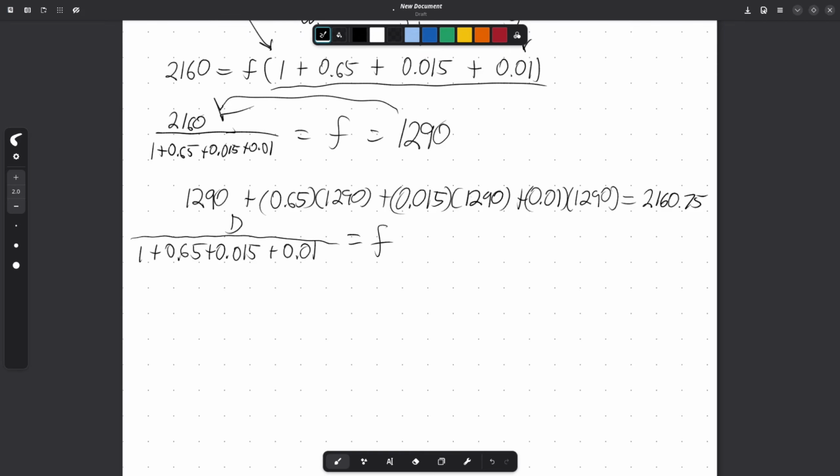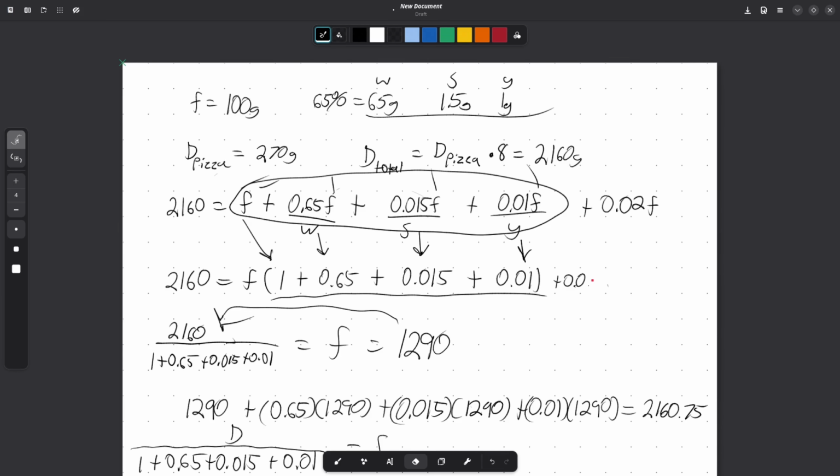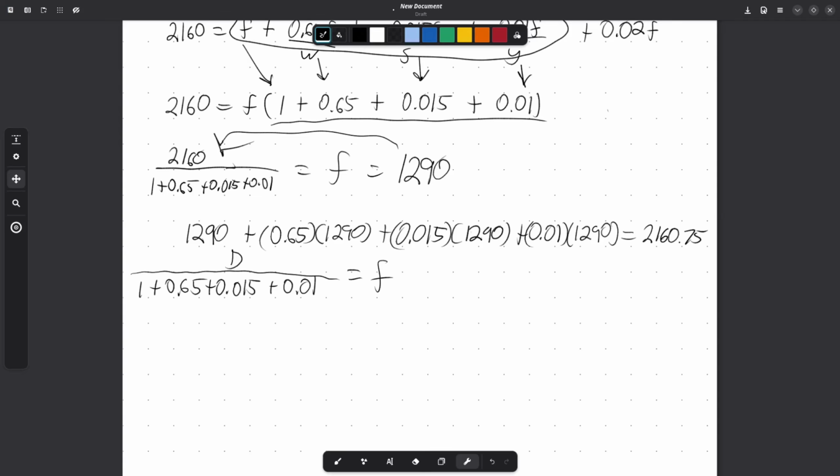If you have any other ingredients, you would simply add their ratios to this original formula. So let's say we add 2% of a spice of some sort. That would be 0.02 F, and then you just factor it out. When you factor it out, it would have plus 0.02 and a closing parenthesis. You simply do that, then you divide, you get your flour weight, and you've come up with a recipe for whatever amount of dough you need to make.